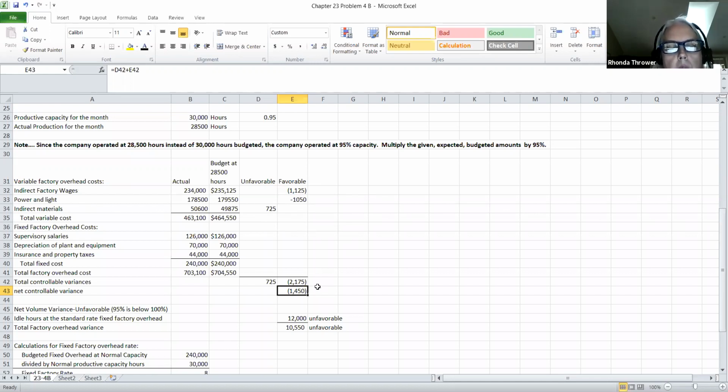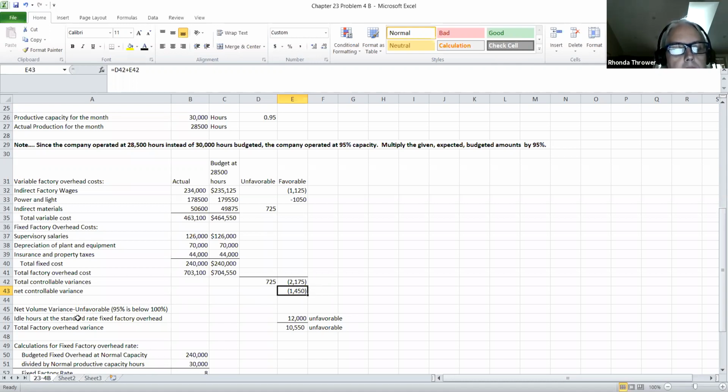So remember, the whole reason for us doing the variances is that we want to be able to direct our operations better in the future. Now this part right here is the second type of variance that we're going to be looking at, which is going to be the volume variance.